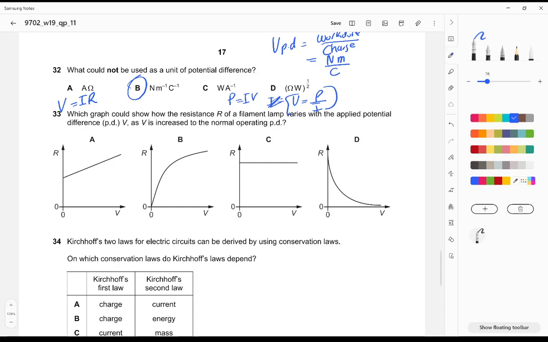Which graph could show how the resistance R of a filament lamp varies with the applied potential difference V as V is increased to a normal operating PD? So the resistance will tend to increase. Yes, definitely, because it will warm up. Because the temperature is going to increase, the resistance should increase. And it does not start from zero, because it already has resistance initially. And so the only best option that I can see is actually A.